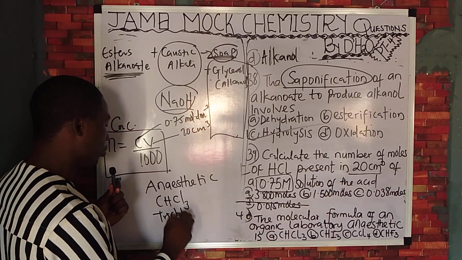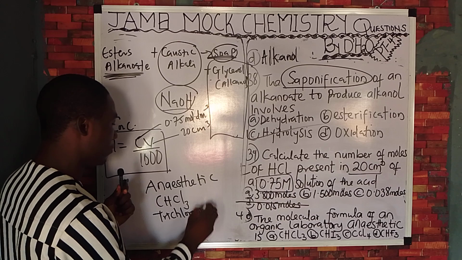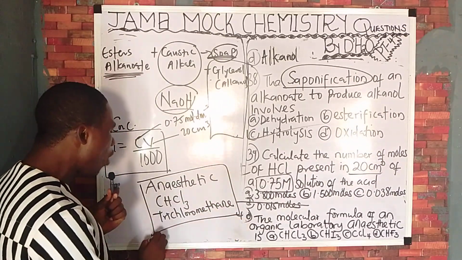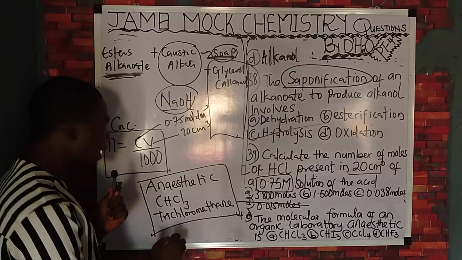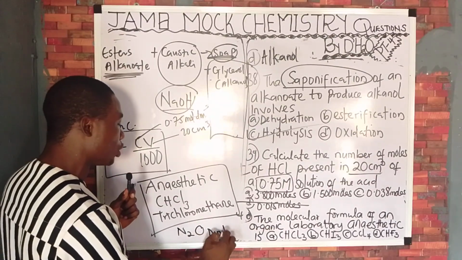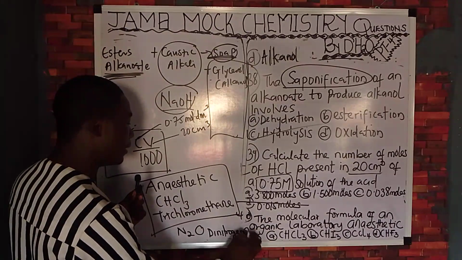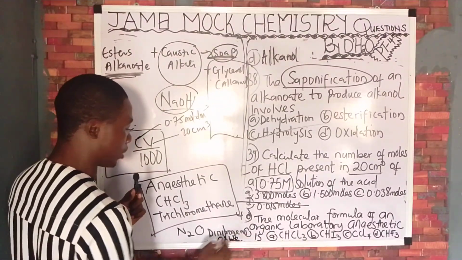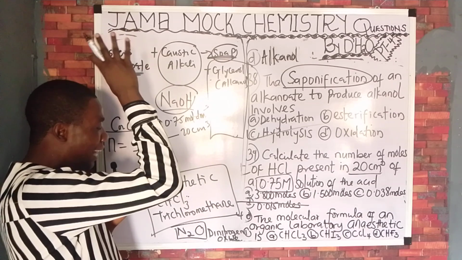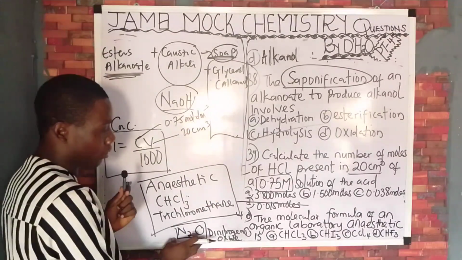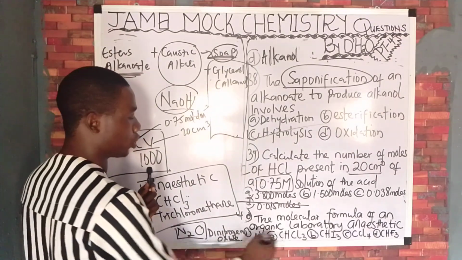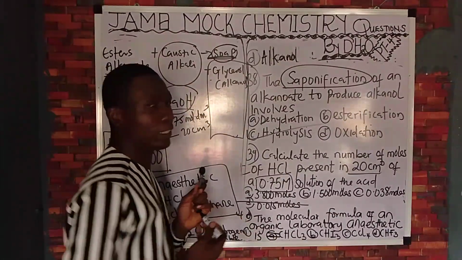The name is called trichloromethane. But due to the poisonous nature of this compound, it has now been replaced with another compound called your laughing gas, which is dinitrogen 1 oxide. So it's either we use this one. This one was the old anesthetic, but this is the recent anesthetic. But the question has only this in the option. So the answer to this question is option A.